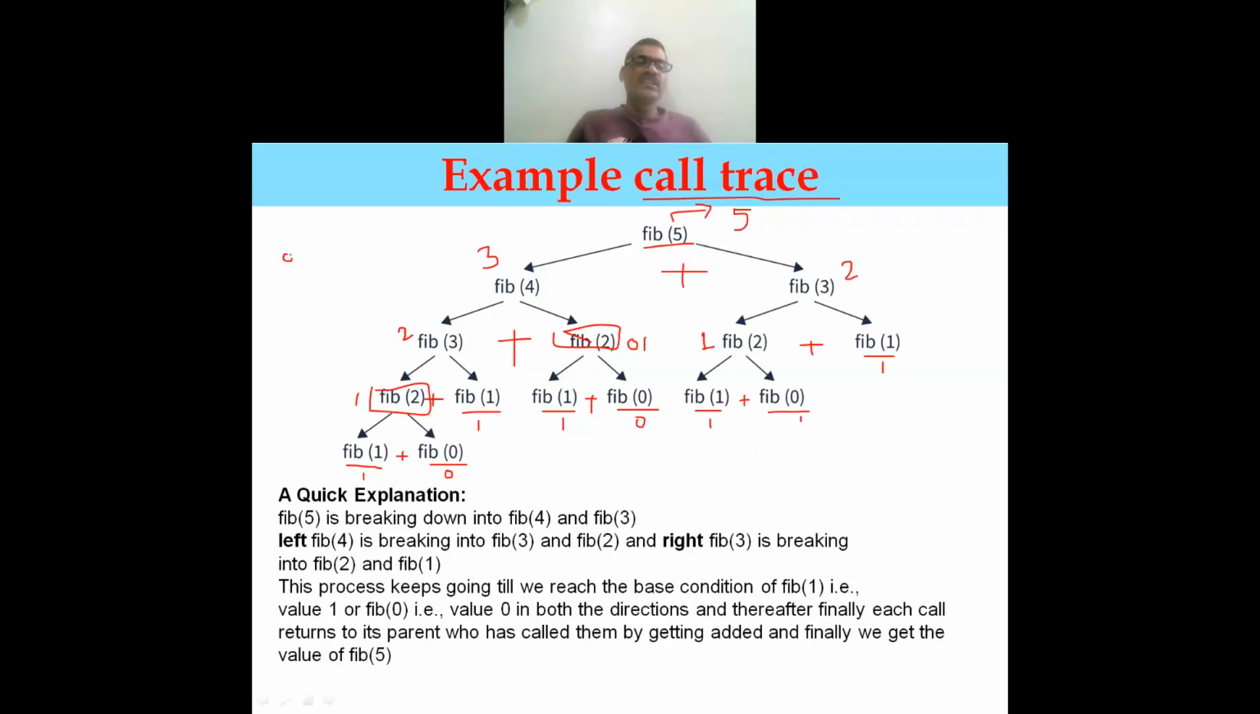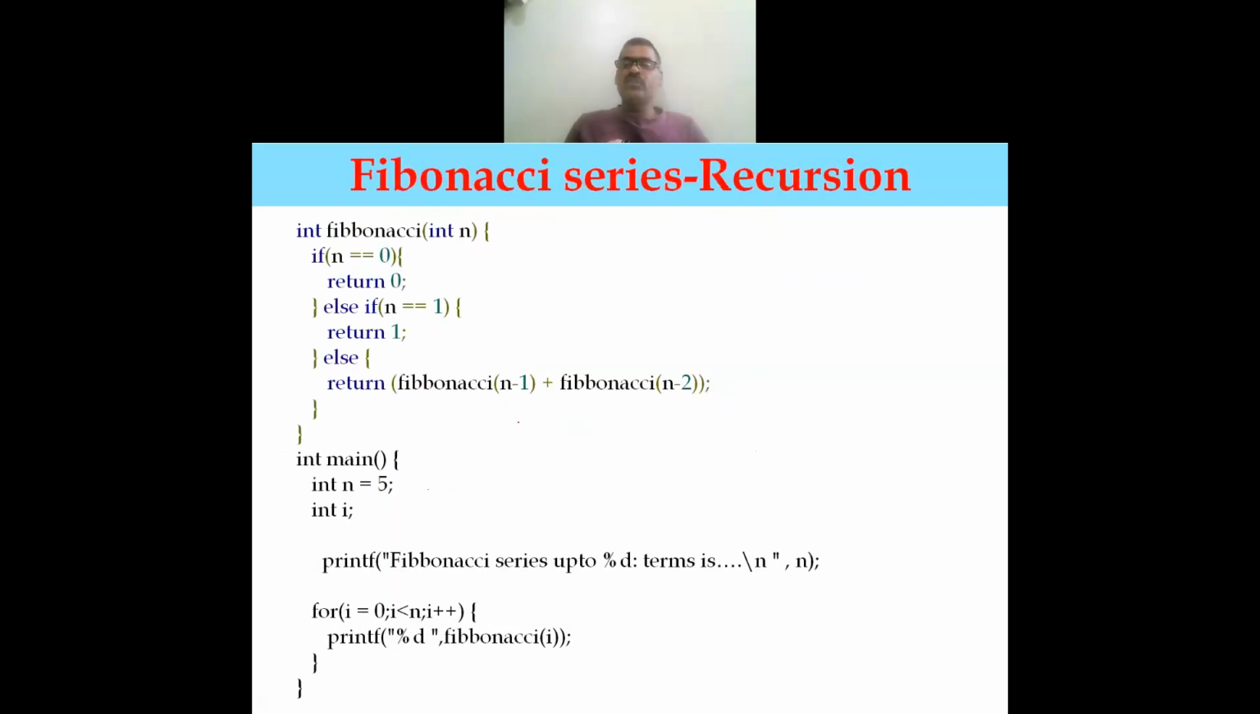If you write the series, this is the 0th term, this is the first term, this is the second term, this is the third term, this is the fourth term, and this is the fifth term. So the fifth term in the Fibonacci series is 5. Fine. So this is how the call stack trace will be. All these calls will be stored in the system stack.